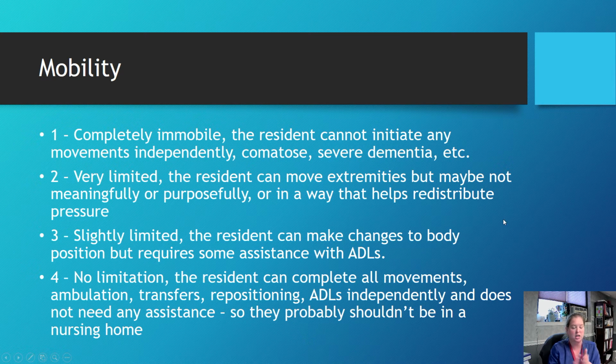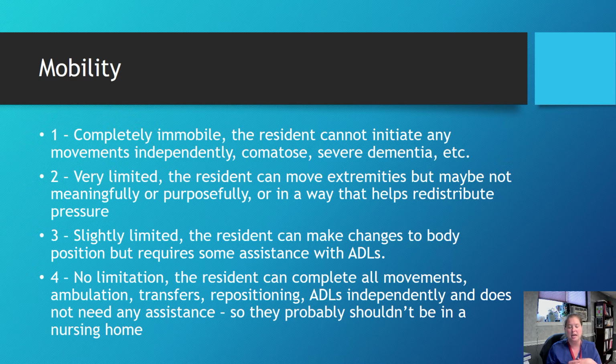So, mobility. Again, we're talking more about the degree of bed mobility, transfer status, all that stuff. So a resident who is completely immobile can't initiate any movements independently. They have severe dementia that limits their ability to move. Maybe they're comatose or in some sort of vegetative state, but they cannot or do not initiate movements independently. They'd be completely immobile. A very limited coding would mean that the resident can move their extremities, but maybe doesn't have a lot of meaningful or purposeful movement.